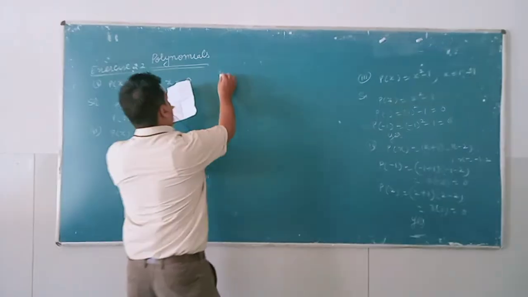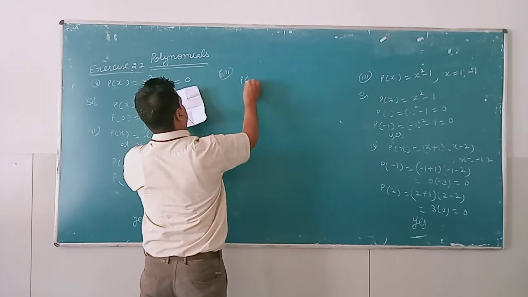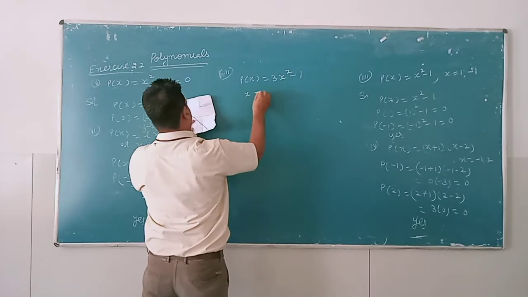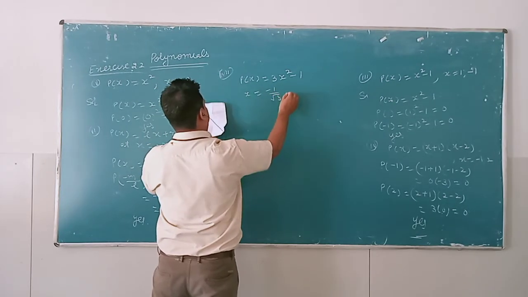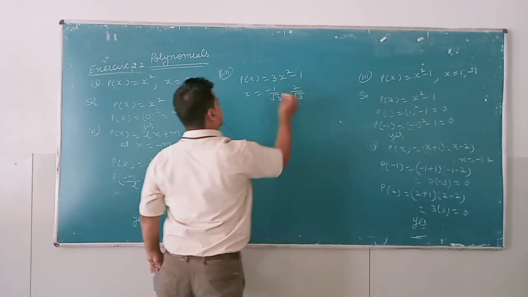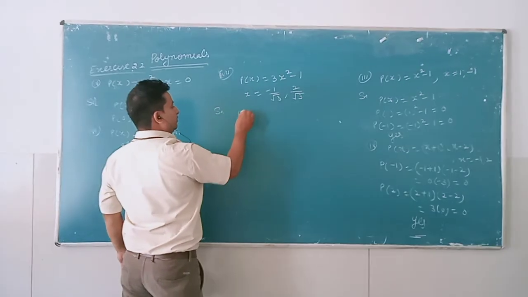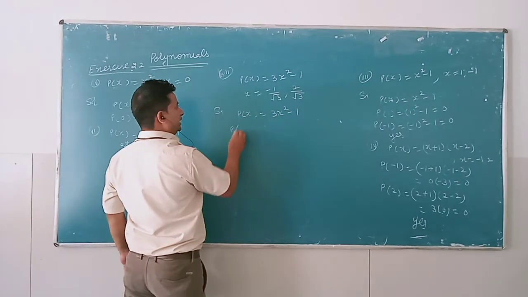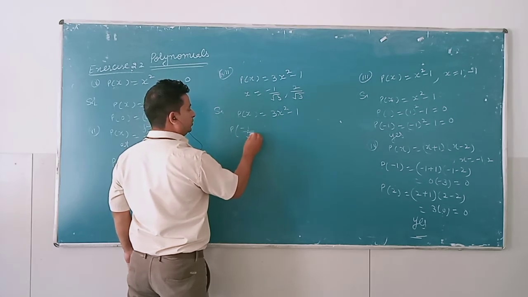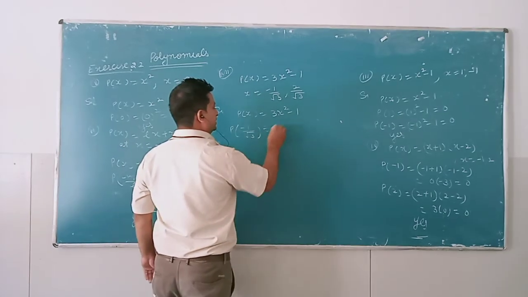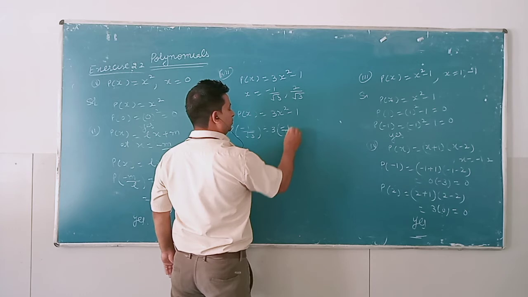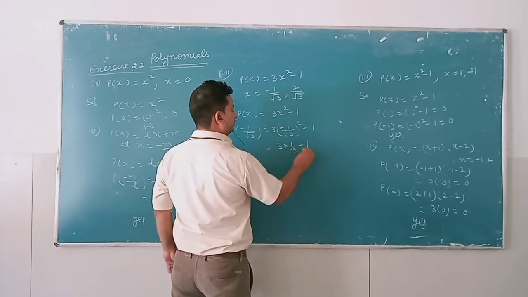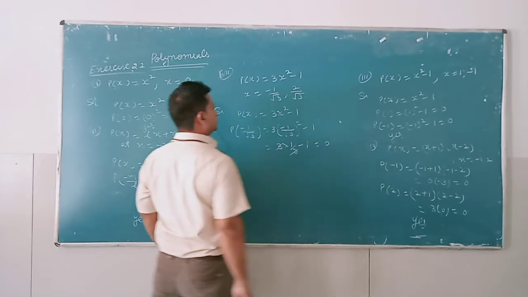In the seventh question, the statement is p(x) is equal to 3x square minus 1. We have to check whether x is equal to 1 upon root 3 or 2 by root 3 is its root or not. For this, p(x) is 3x square minus 1. The value of x is minus 1 upon under root 3. This means 3 into 1 upon under root 3 whole square minus 1. This is 1 upon 3 minus 1. This cancels out, equals 0.